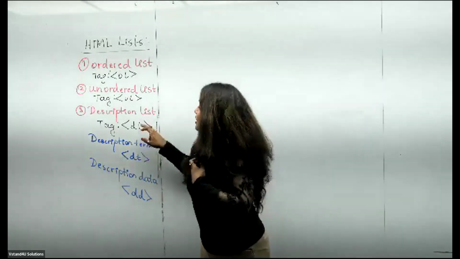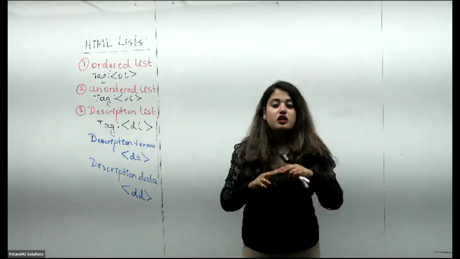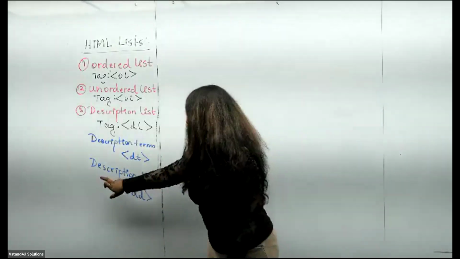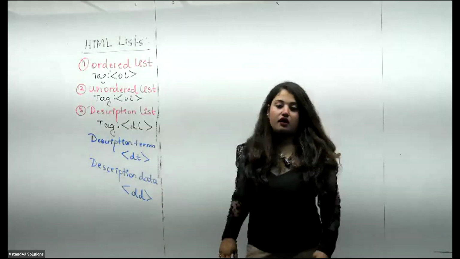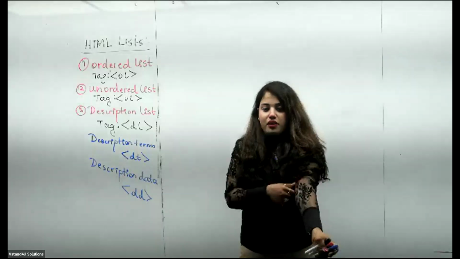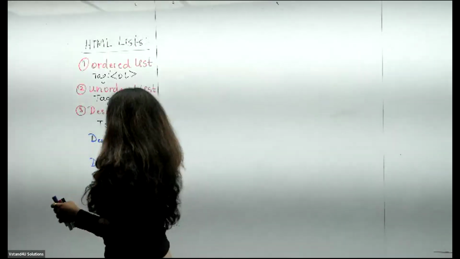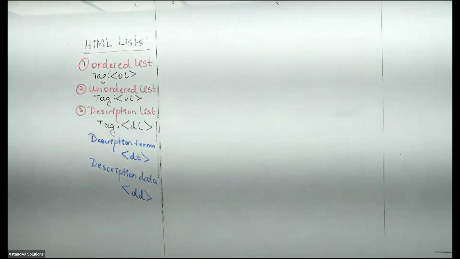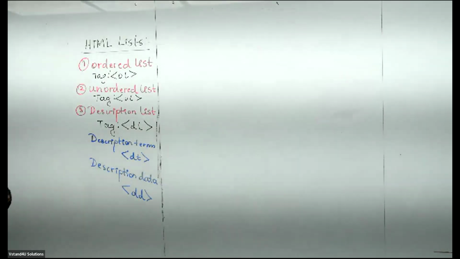So now in this description list, you have two more terms. One is called description term. Another one is called description data. Clear? Now we will see the HTML code. Yes or no? Online students, clear with this? My dear online students. Yes.